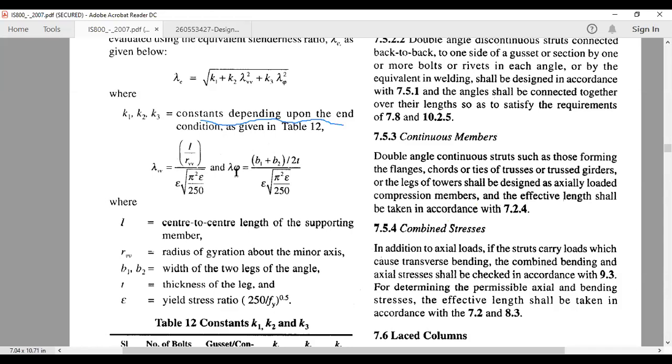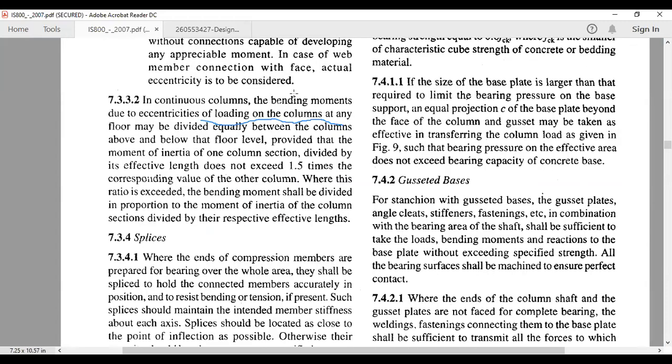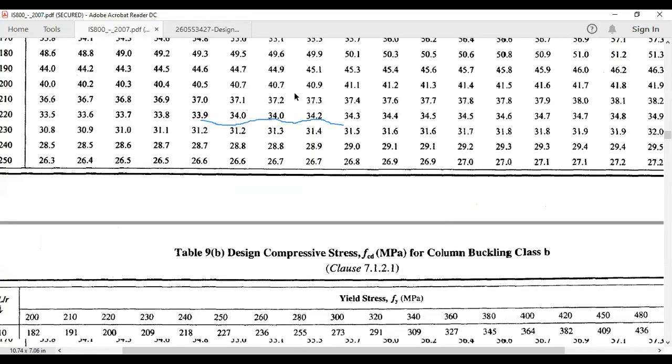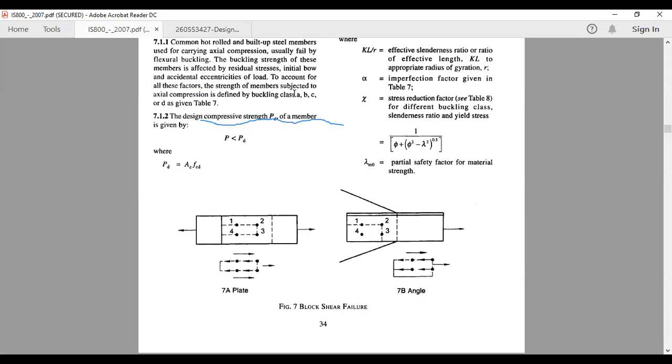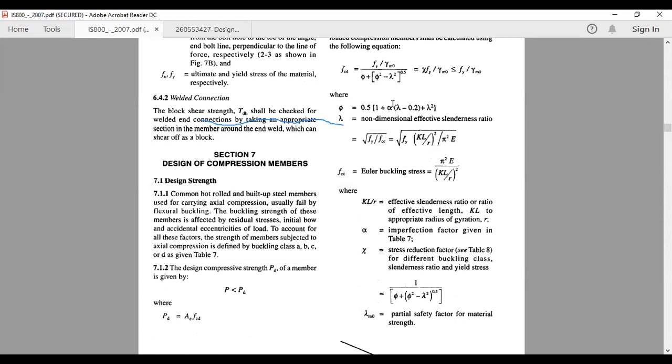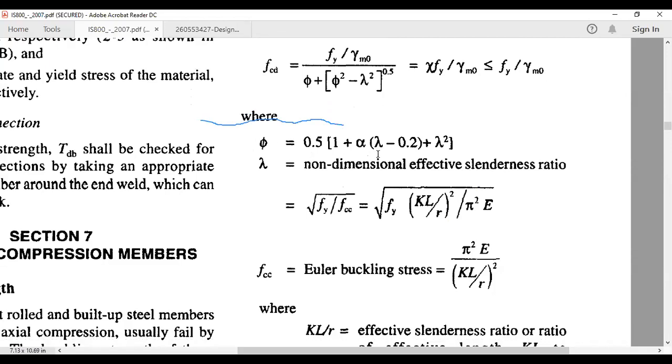Once you have lambda VV and lambda phi, lambda E, the equivalent slenderness ratio, can be determined. After this, you have to come back to this expression, the method by which you calculate the FCD. Come back over here and calculate this phi. What you will be using is not lambda but lambda e, the equivalent slenderness ratio we obtained, substituted here.